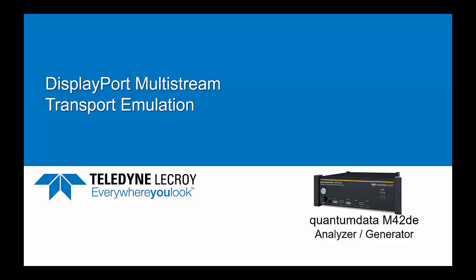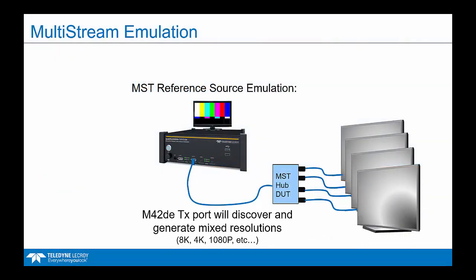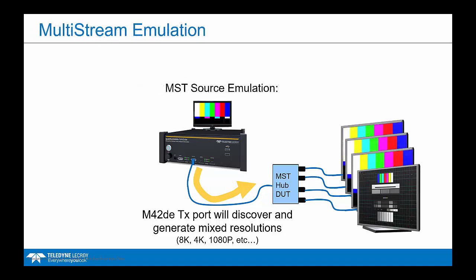In this video, we'll show you how to use the new enhanced MST emulation that was recently added to the quantumdata M42DE test platform. When testing an MST branch or hub device, the tester can operate like a reference MST source. You can connect a DP MultiStream device, and the tester will automatically discover and drive video to multiple sinks, really like a fully functional MST source.